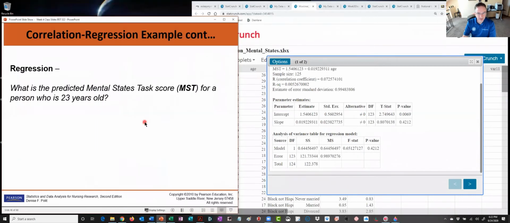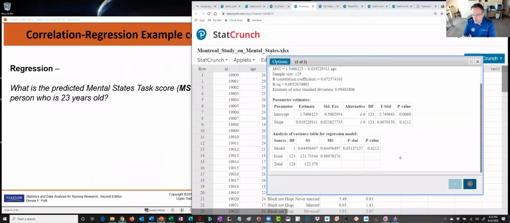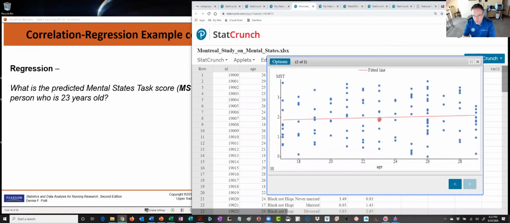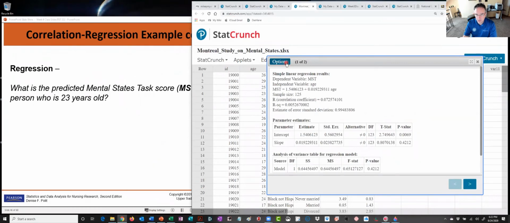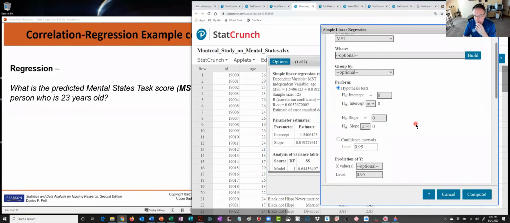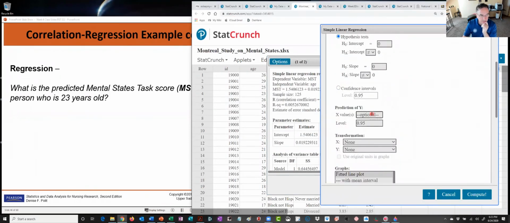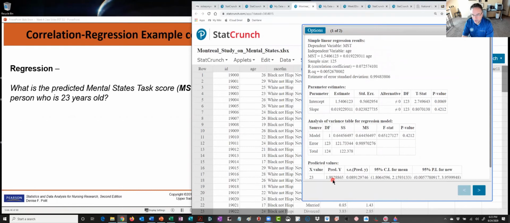Okay, and then someone 23 years old. We can look on the graph. Their score should be about 2, right? That's where it intersects the line. Not quite 2. And then we can get the software. Again, if we click options, we can redo it. Scroll down, predicted value, 23 for the age, for the X. Click compute. Yeah, 1.98.